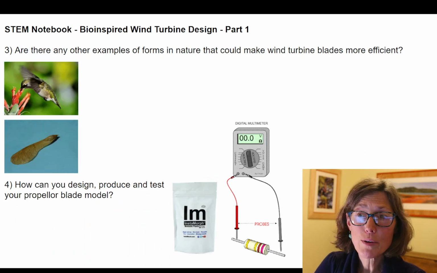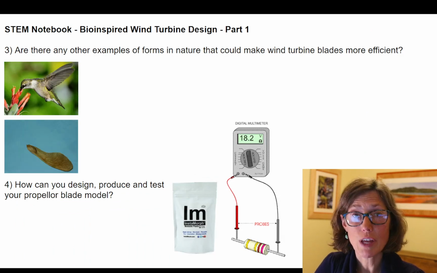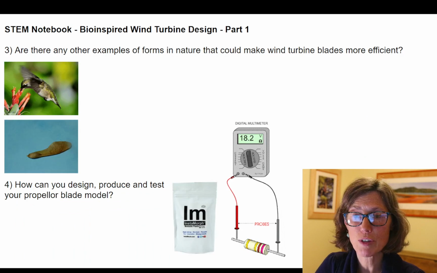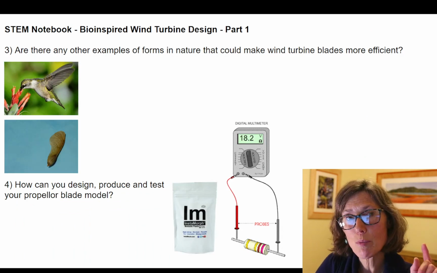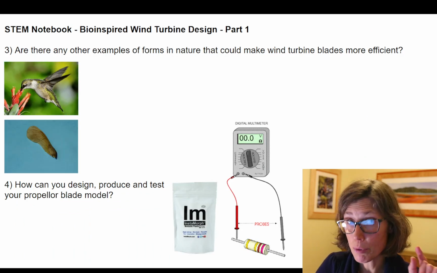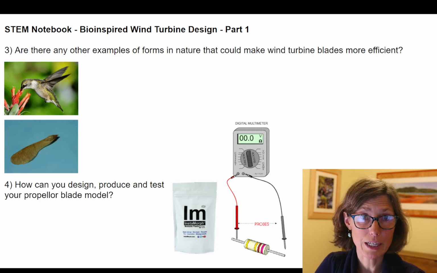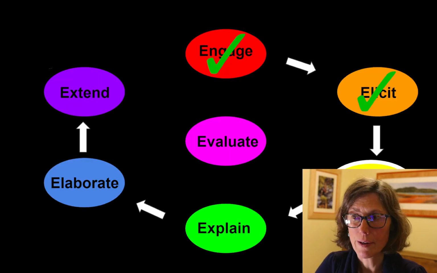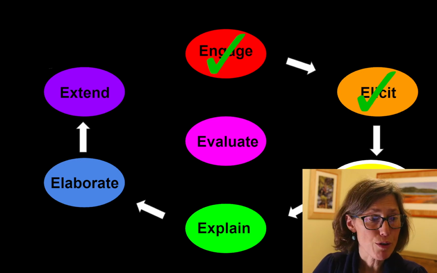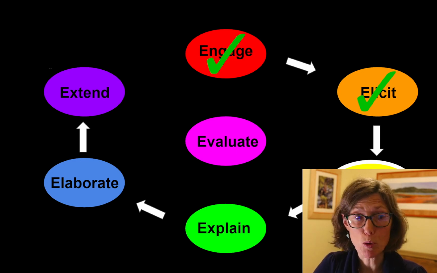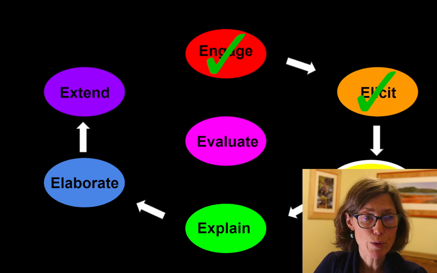Are there any other examples of forms in nature that could make wind turbine blades more efficient? And how can we actually design, produce, and then test the propeller blade model? Okay? That brings us now to the third E, which is explore. What activities and research shall we plan for student exploration of STEM concepts?